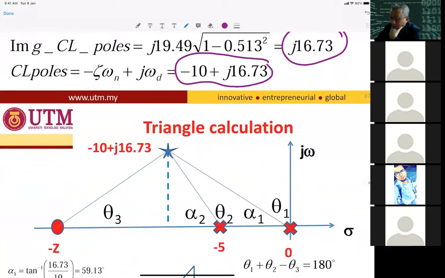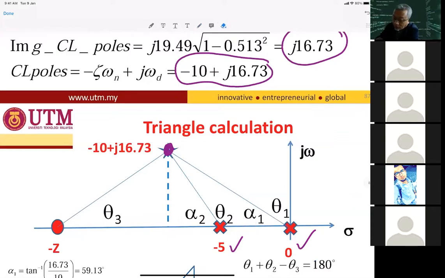Then the -10 plus j16.73 will be the test point over here. We locate the existing poles, which are 0 and -5, the open loop poles, and then you put the zero for the PD controller anywhere on the real axis. You can put it here, or here, no problem. These are just assumptions for the locations.